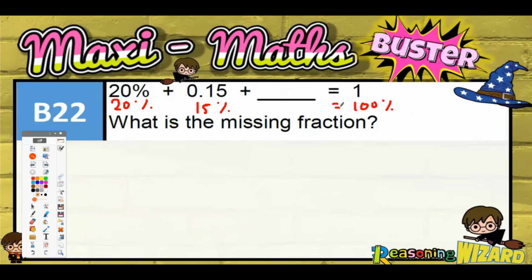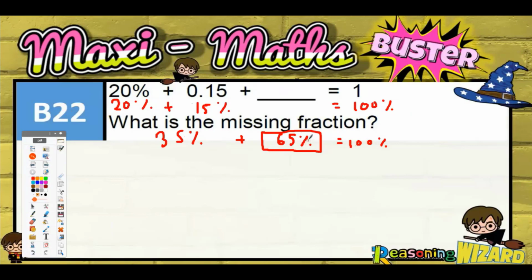So we're trying to make this up to 100%. So 20% plus 15% will be 35%. And 35% plus something has got to give us 100%. Well, if you knock off the 30, you'd be down to 70%, and then knock off the 5, you'd be down to 65%. So the missing percentage would be 65%.